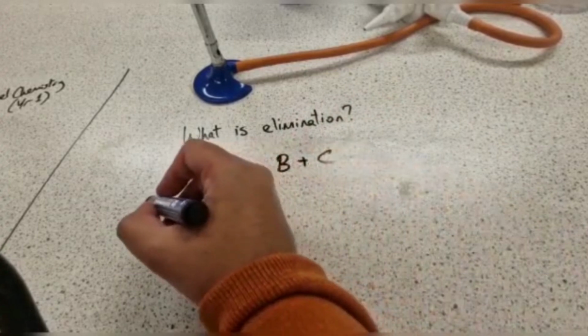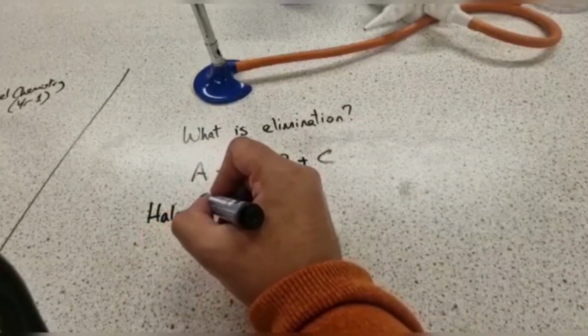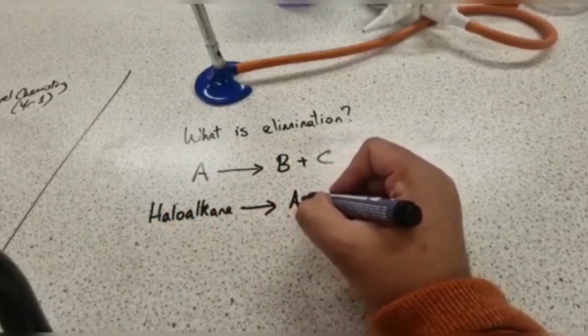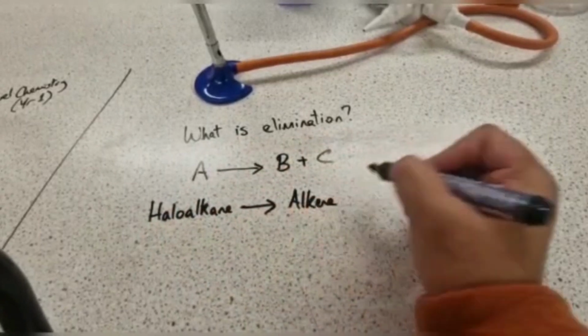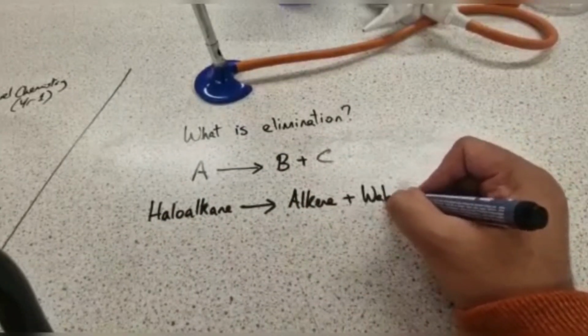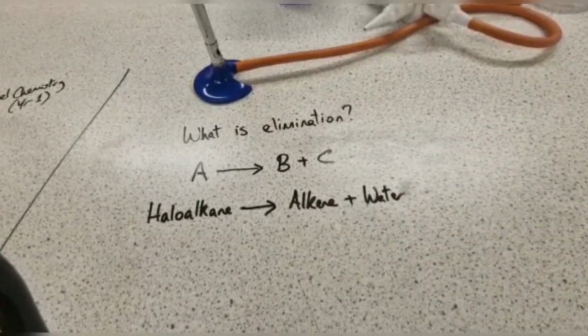In the haloalkanes topic, we'll start off with a haloalkane. It will turn into an alkene, and the small molecule that gets removed is water. Now for this, there is a mechanism, and you do need to know the mechanism.